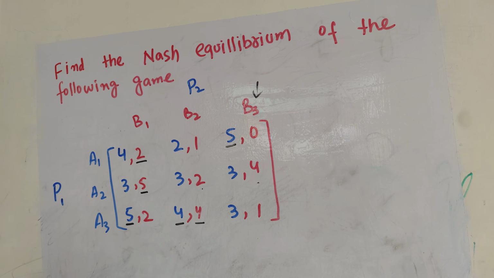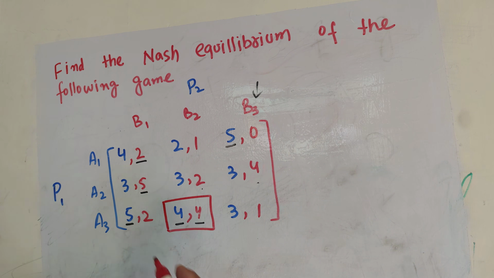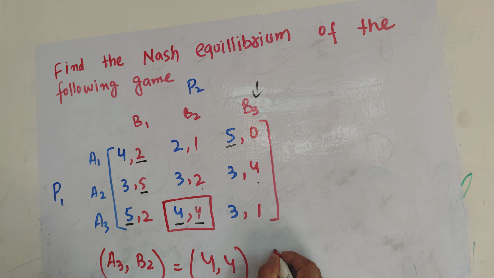Now what is the Nash equilibrium in this question? The Nash equilibrium will be that very cell where both the numbers are underlined or circled. Here you can see both 4 and 4 are circled. So this combination gives us the Nash equilibrium, and the strategy combination is A3 and B2, which is equal to 4 and 4. This is the Nash equilibrium for this game.